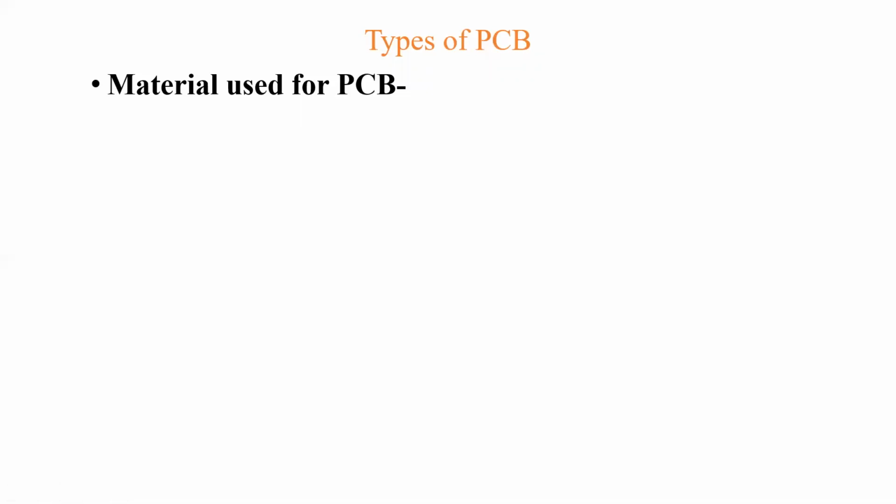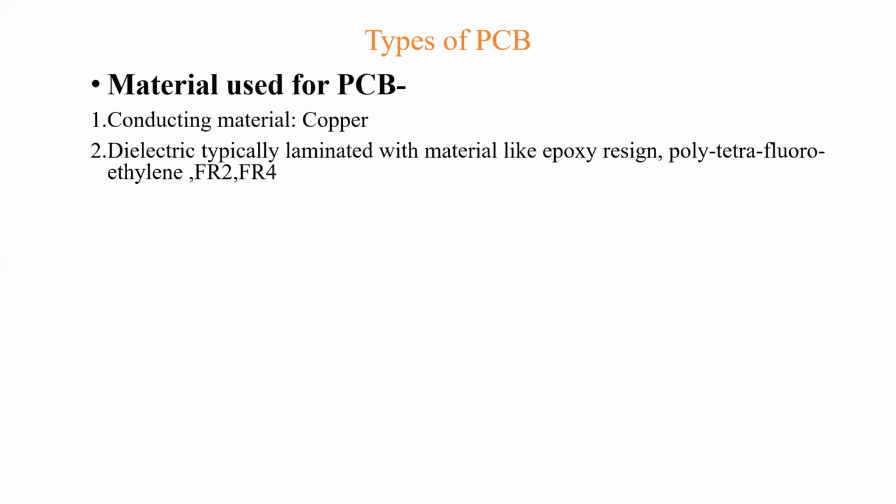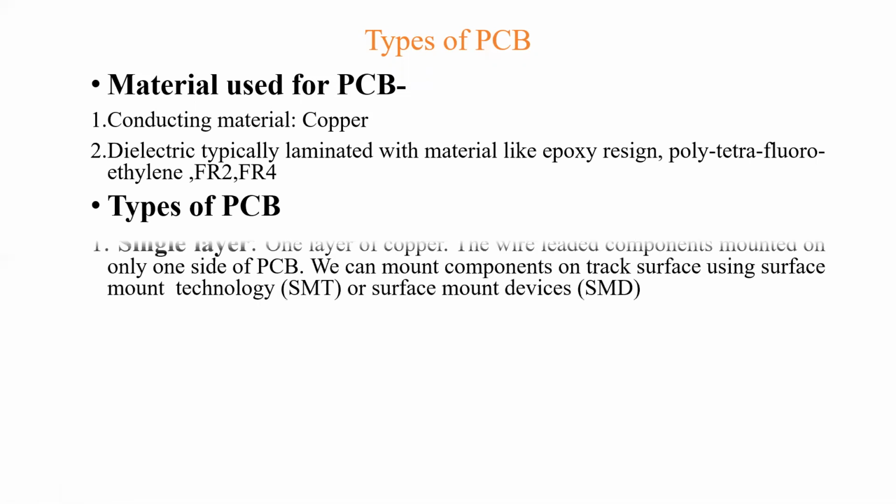Before that we will see the materials used for the PCB. Conducting material is copper. Then dielectric, typically laminated with materials like epoxy resin, polytetrafluoroethylene, FR2, FR4. These are the materials used for the PCB. Then types of PCB. First one is the single layer, one layer of copper, with wire leaded components mounted on only one side of the PCB. We can mount components on the track surface using surface mount technology or SMT, or surface mount devices SMD.